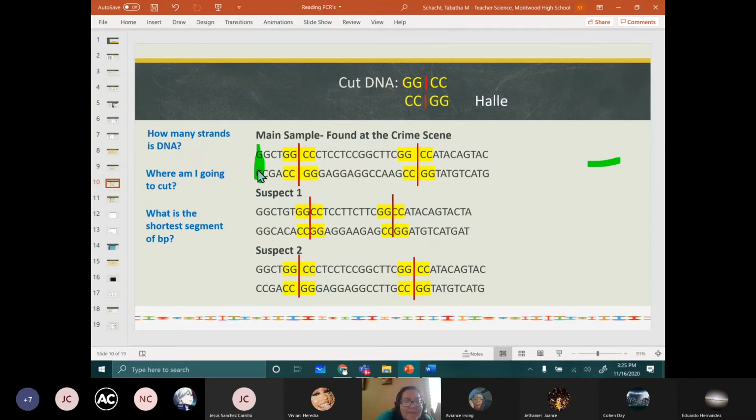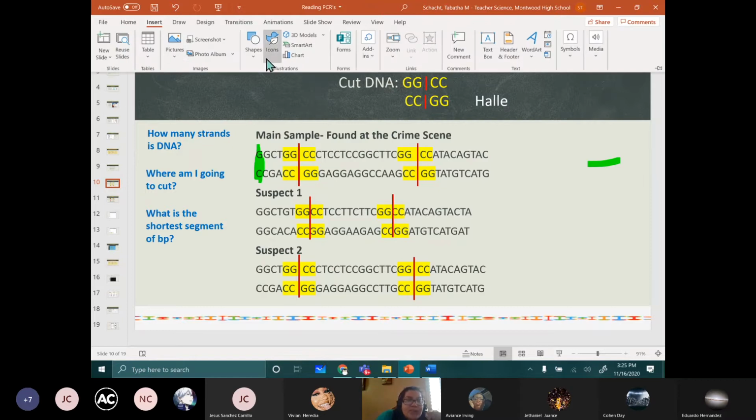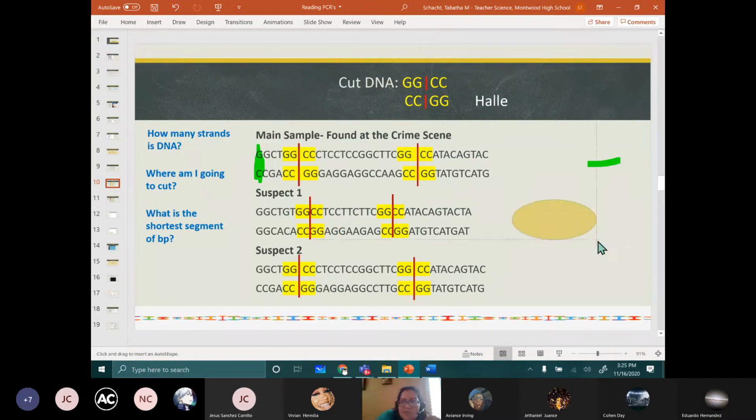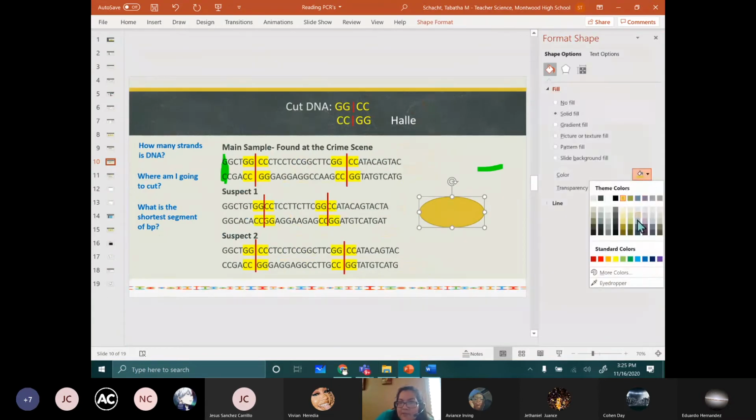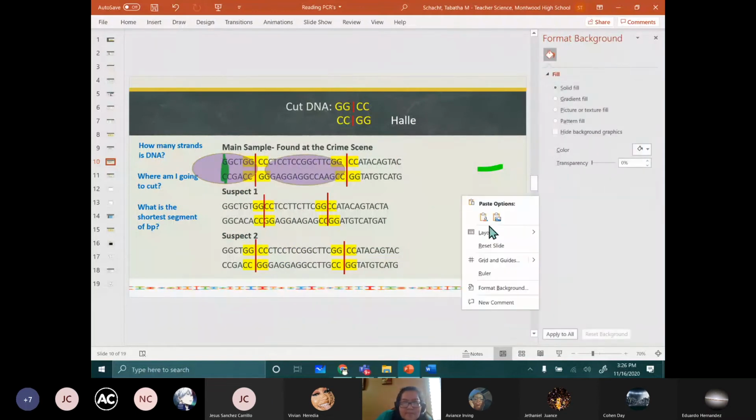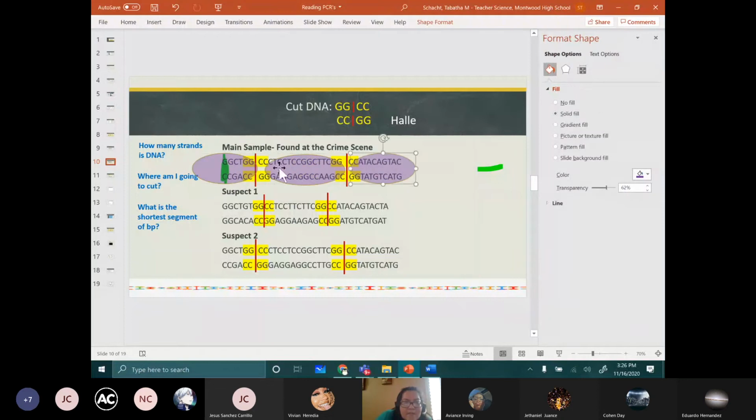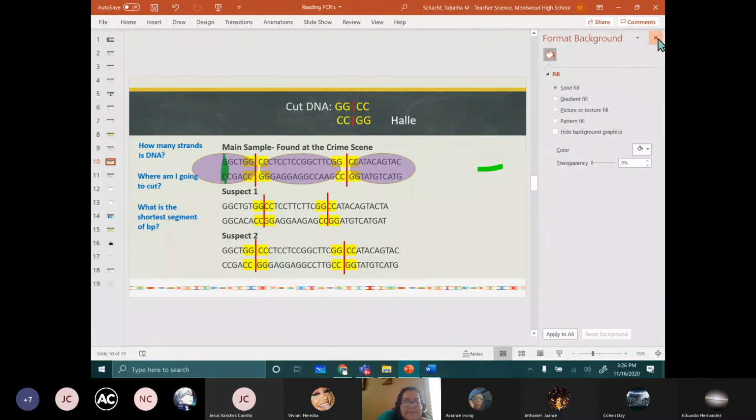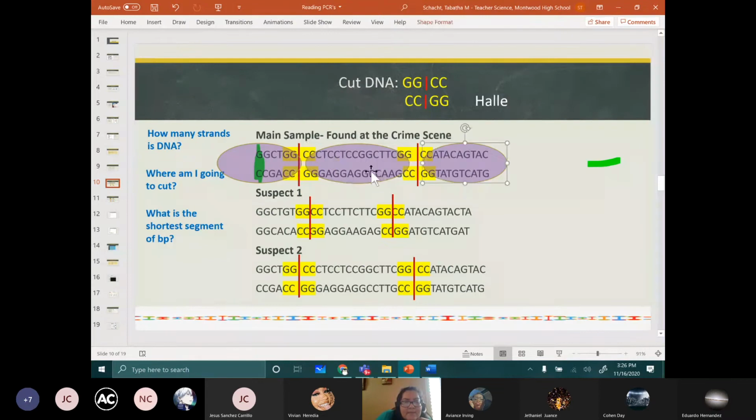I'm going to count how many base pairs are in each fragment. Now, I want to show you guys what I mean by fragment. You don't have to do this either unless it helps you. I like doing it because I feel like it helps me, and I hope it helps you. I'm going to highlight what a fragment is. This is a fragment. I'm going to highlight another fragment. This is a fragment. This is a fragment. So can somebody help me out? How many fragments do I have in this first main sample?